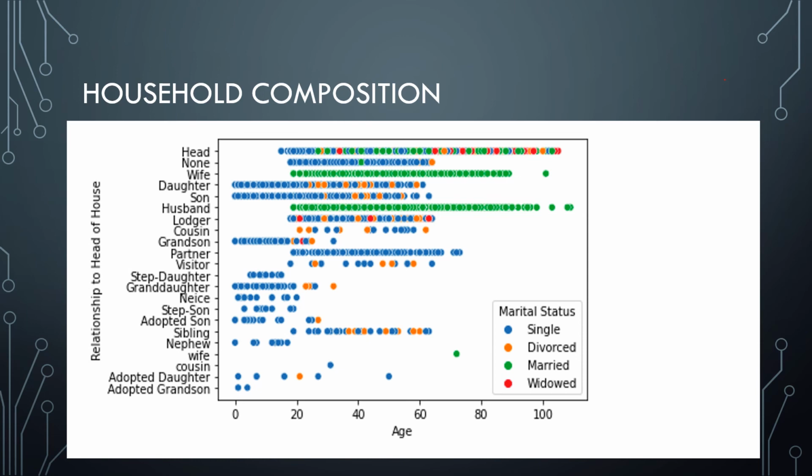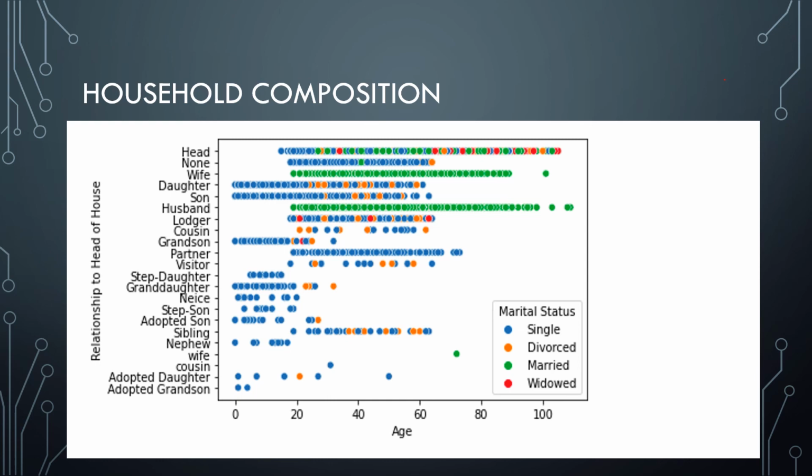This graph shows the relationship to head of house against the age. This helps us understand the various age distribution of the household. So I think everything is perfectly fine here.